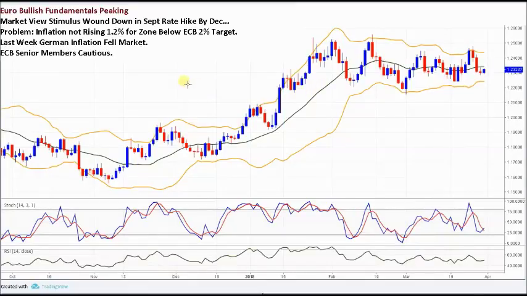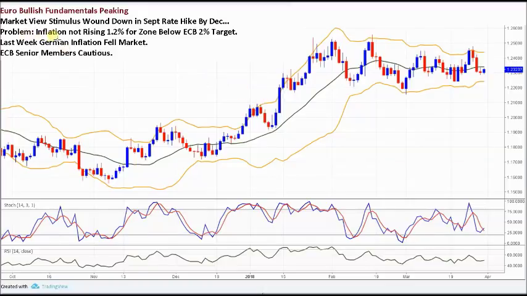But in terms of the fundamentals, we think the Euro bullish fundamentals are peaking. We think that's what the commercials are seeing. So just going to quickly go through what I think the commercials are seeing, the specs aren't. Market view: stimulus to be wound down in September, rate hike by December. That is not going to happen.